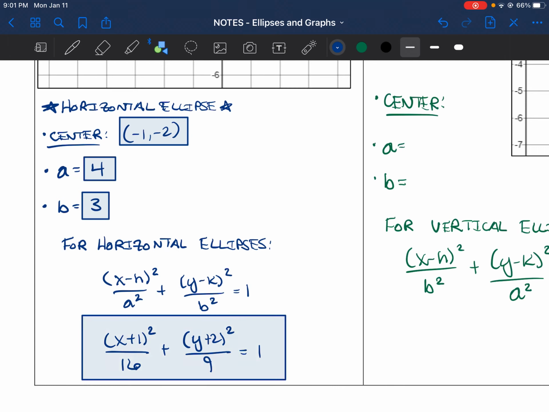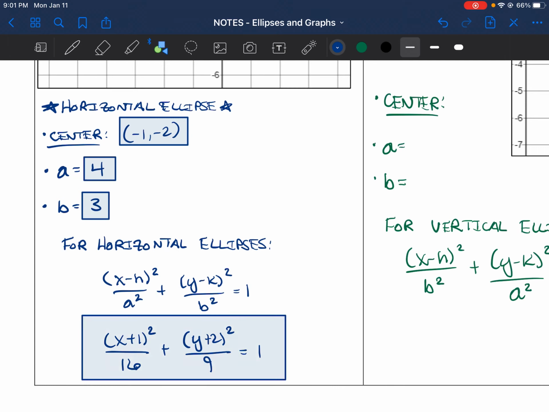Okay, so x plus 1 squared over 16 plus y plus 2 squared over 9 equals 1. And again, let's double check this in Desmos real quick. So let's take this, and just for convenience sake, I went ahead and plugged it in, and let's compare some key features from this ellipse.